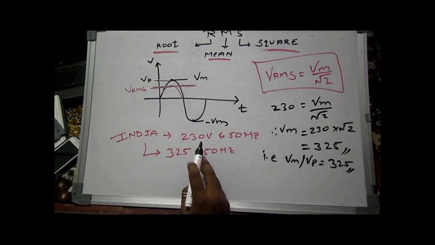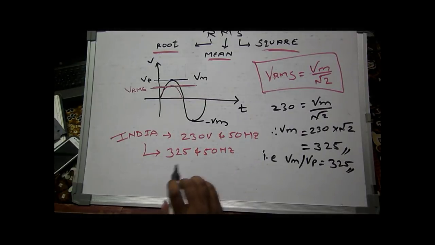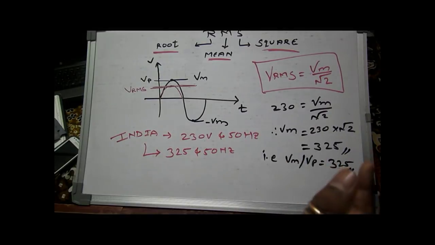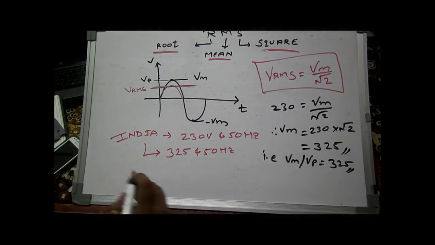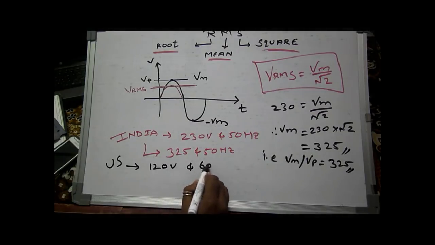So the 230 volts AC that we talk about is actually Vrms, not the actual voltage. The actual voltage is 325 volts. From now on, please remember it. Suppose we take the example of the US. In the US it is said that the outlet power is 120 volt and 60 hertz.